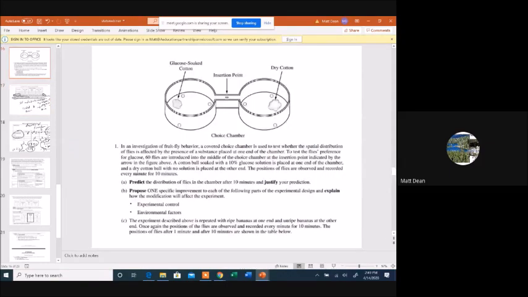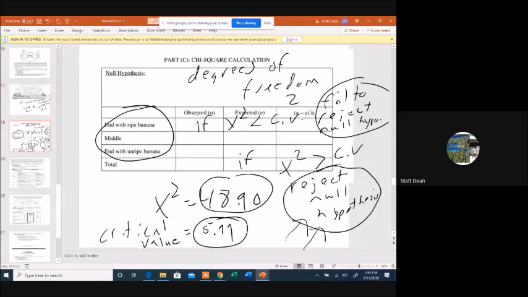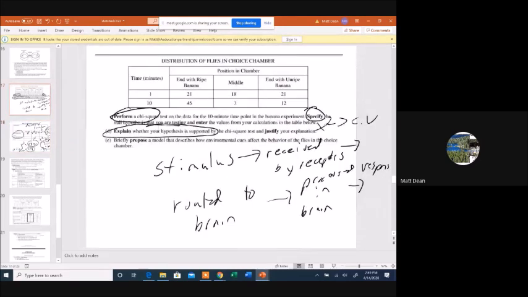So essentially what they wanted you to say is that a stimulus, in this case, the presence of the bananas, ultimately causes a response, which in this case is to move toward the ripe bananas. Stimulus response. That's what they wanted you to mention.